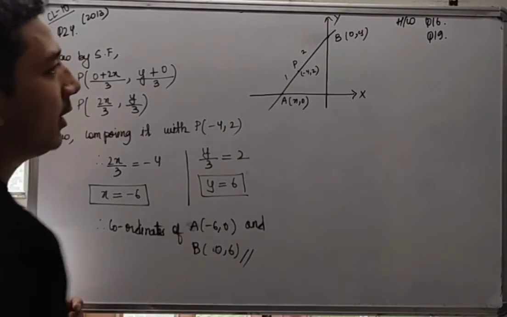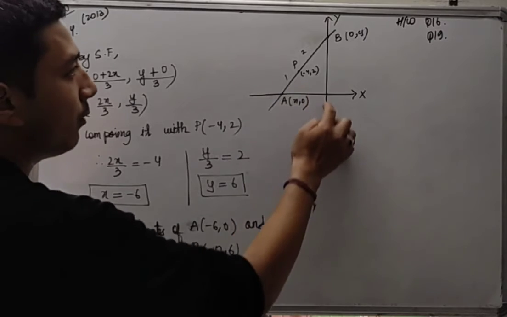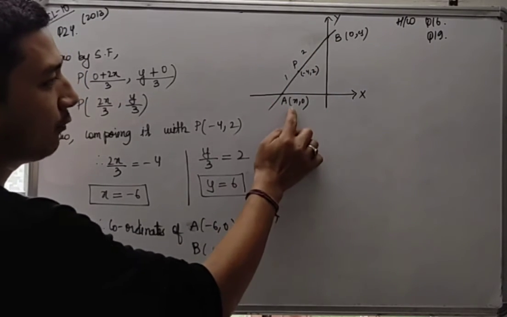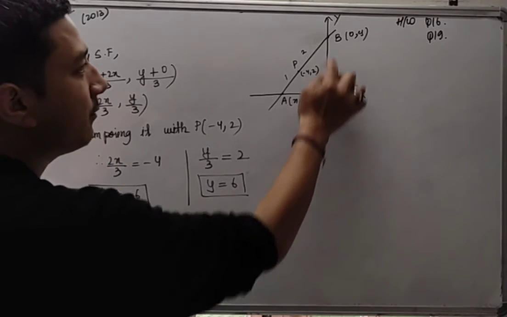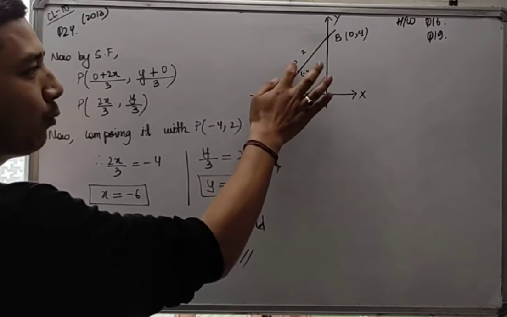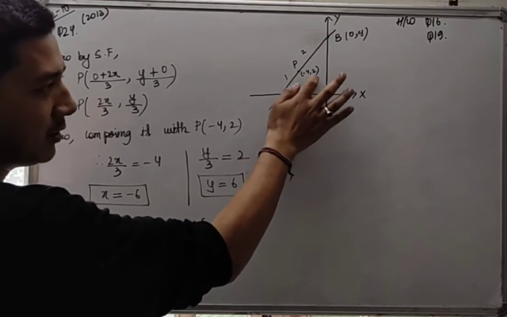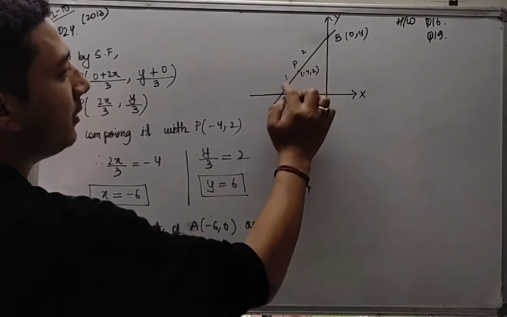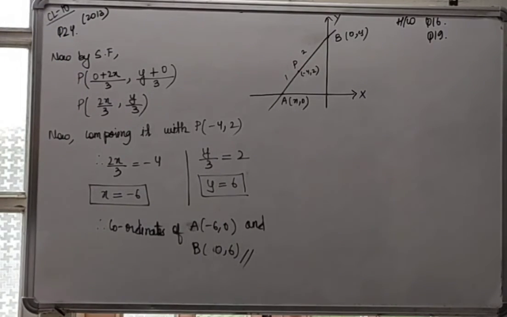So A and B are the points on the x-axis and y-axis. Since A is a point on the x-axis, it is of the form (x, 0). Since B is a point on the y-axis, it is of the form (0, y). And P is a point in between, (-4, 2), which is given. Also given to us, the ratio AP to PB is 1:2. So these things are given to us.